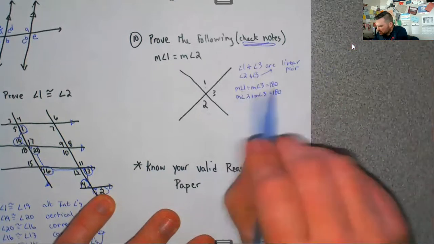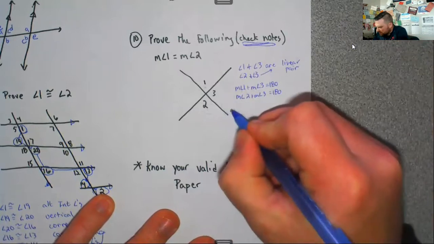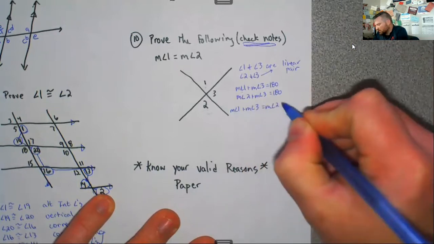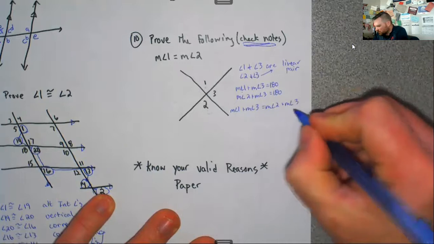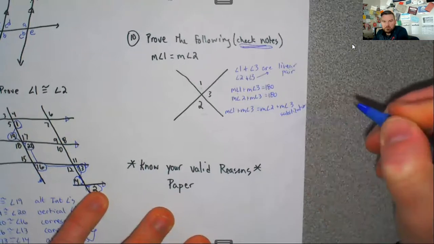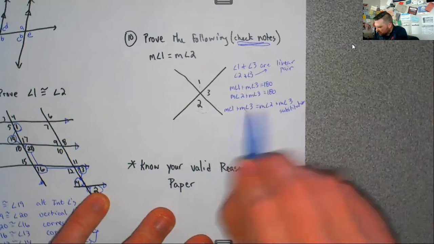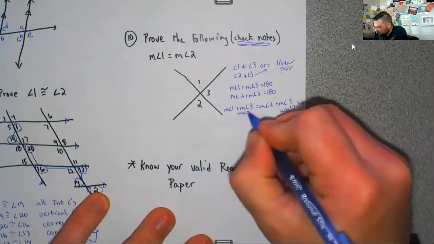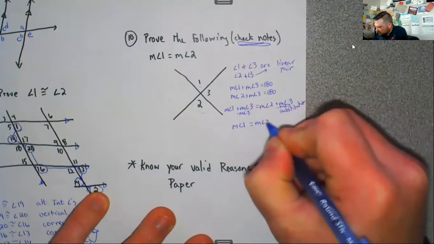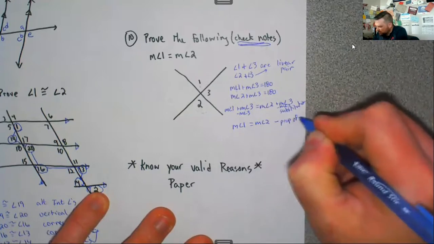So now these two both equal 180, so I can set these equal to each other. So the measure of angle 1 plus the measure of angle 3 equals the measure of angle 2 plus the measure of angle 3. That was substitution. Okay, that's a substitution property. And we notice here we have angle 3 on each side. So if I subtract the measure of angle 3, I get the measure of angle 1 equals the measure of angle 2. That was the subtraction property of equality.